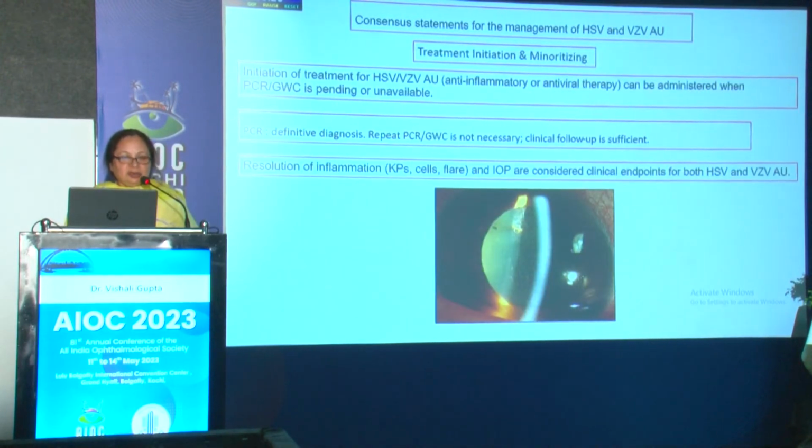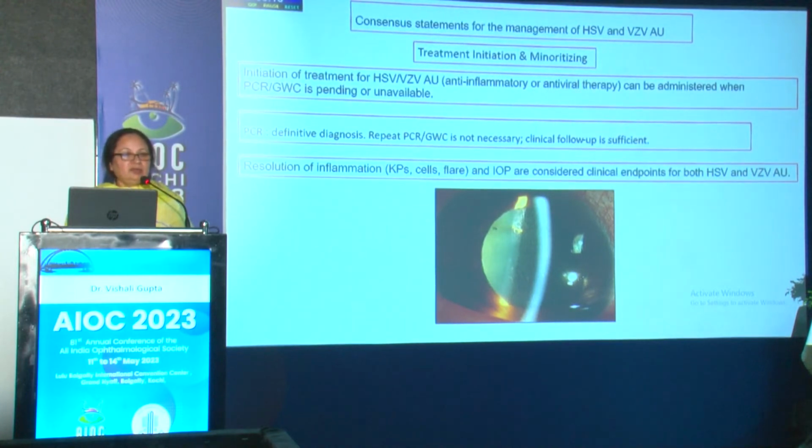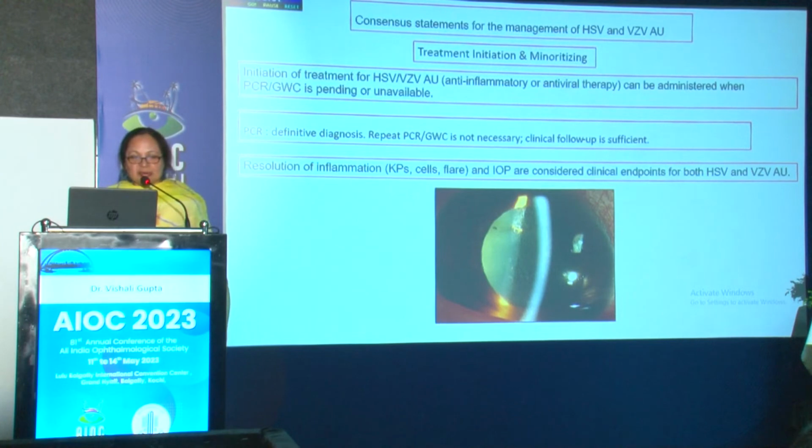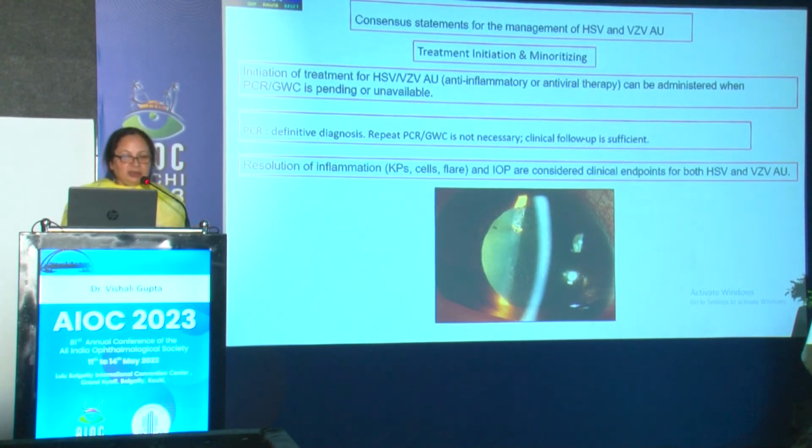Regarding treatment initiation and monitoring, they felt that treatment for HSV and VZV anterior uveitis can be administered even when the PCR results are pending. So you don't have to wait for the results to start treatment. PCR does give a definitive diagnosis, but nobody recommended repeating the PCR for stopping therapy. You base it on the resolution of inflammation and the reduction in IOP. Those were the two clinical endpoints for monitoring response to therapy, not the negativity of PCR.